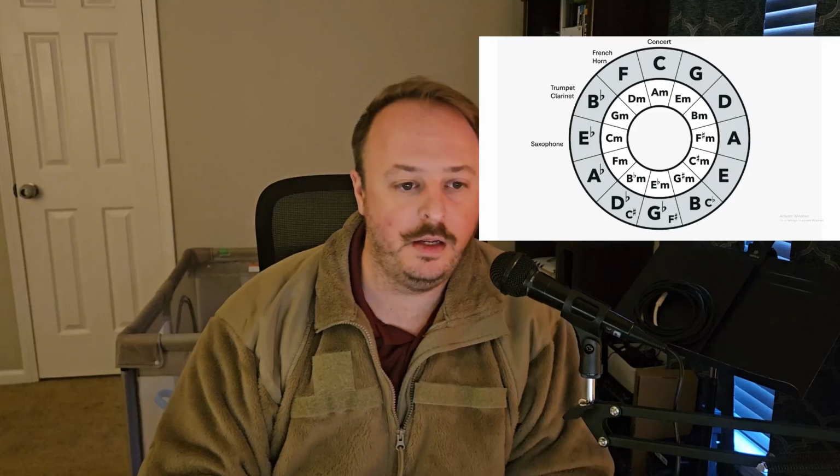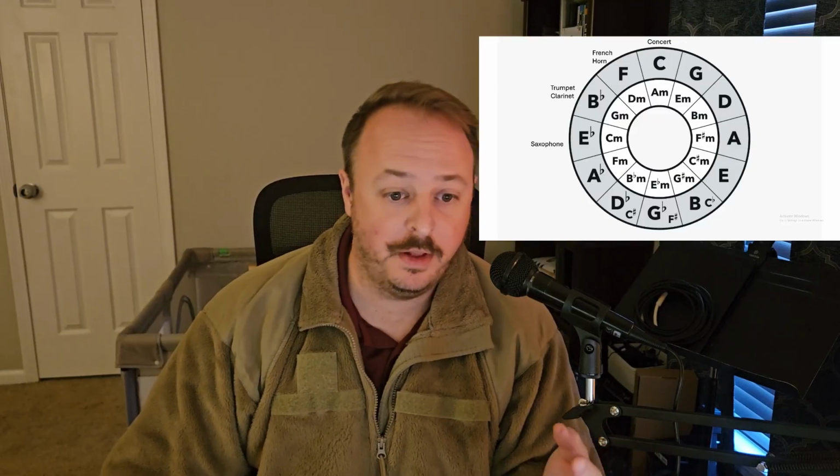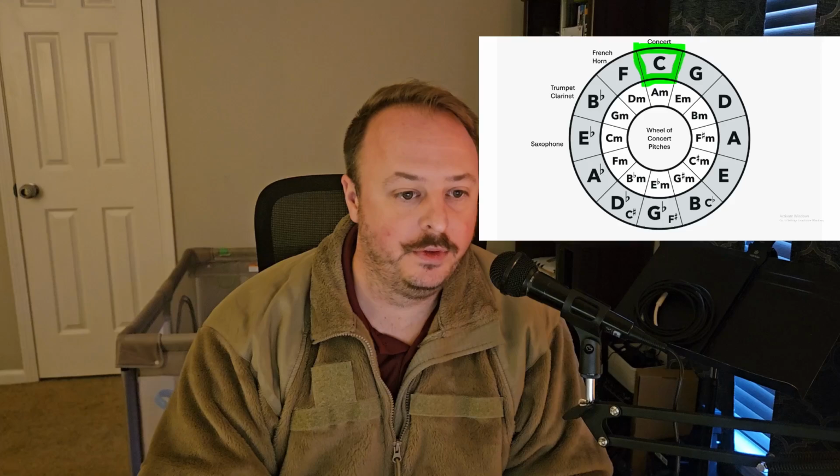So all the concert pitch instruments, I'm going to put them at the top right here in the key of C. French horns are naturally in the key of F. Trumpet and clarinet are naturally in the key of B flat. Saxophone is an outlier. It lives in E flat, which here in a second we'll talk about.